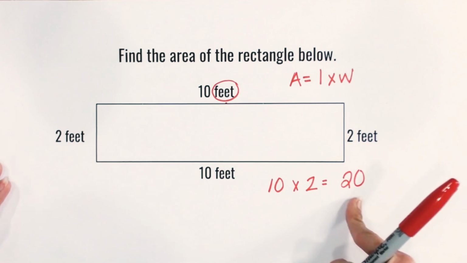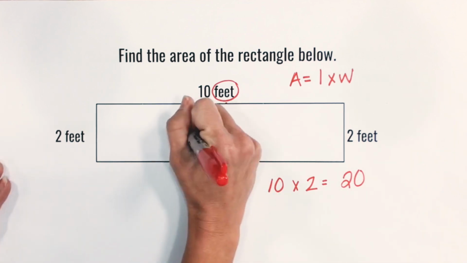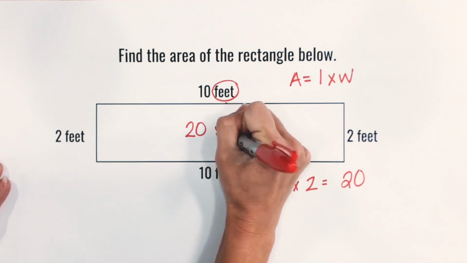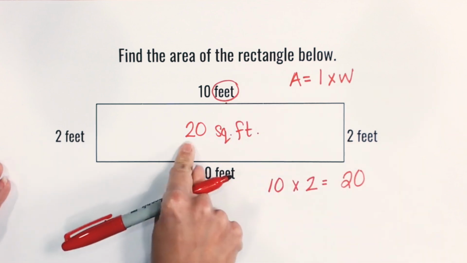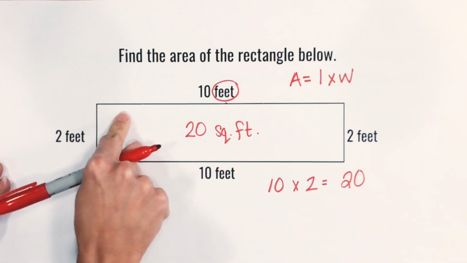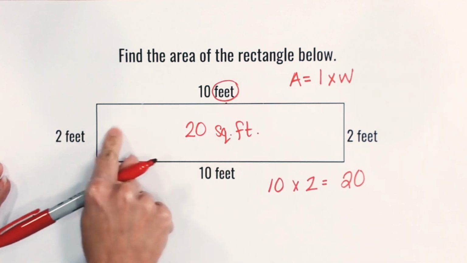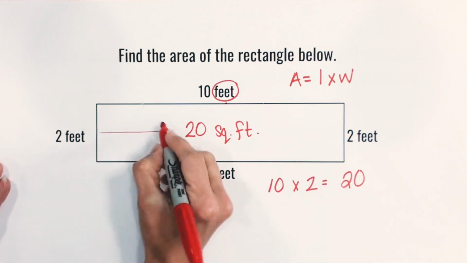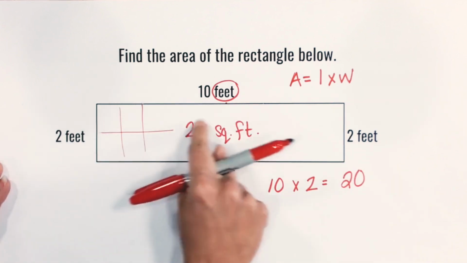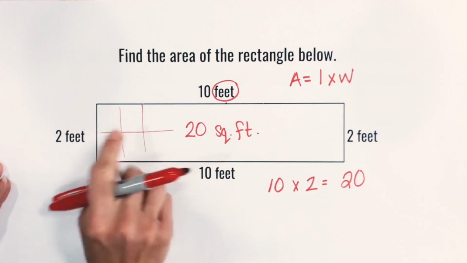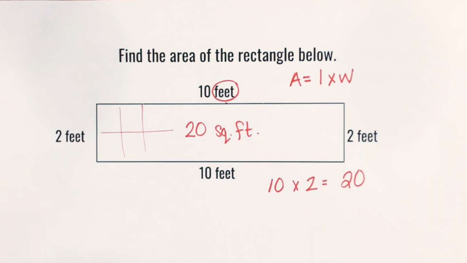But that's not going to be my answer. My answer is going to be 20 square feet. 20 square feet, because remember, all of these could be broken into tiny little units. I could break it down into 2 by 10 squares. So I'm looking at how many squares would cover this rectangle.